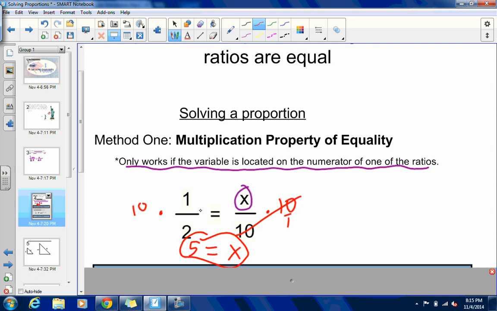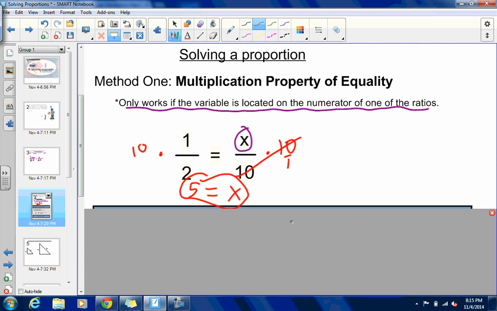X equals 5. That's just one step, getting the x by itself, multiplying both sides by 10 to undo that division. All right, so that's the first method.